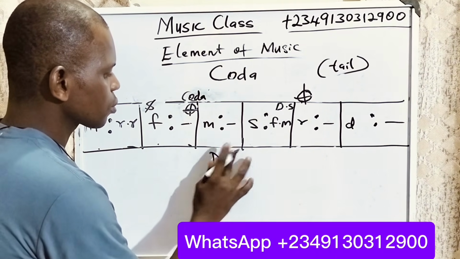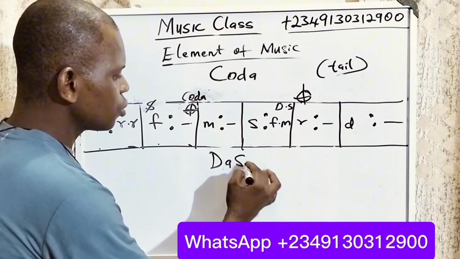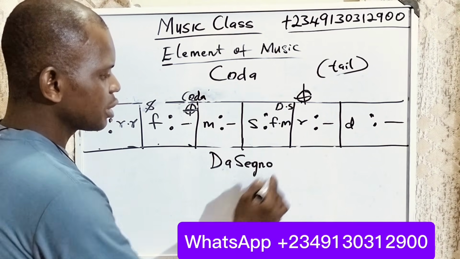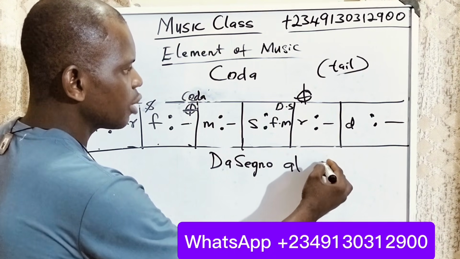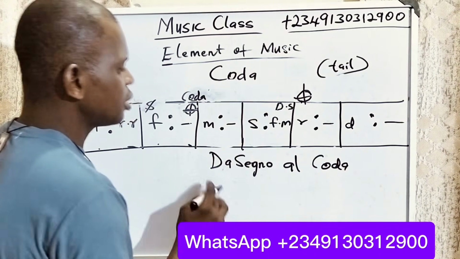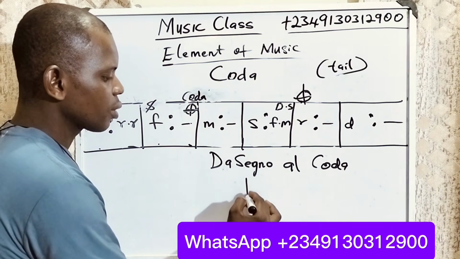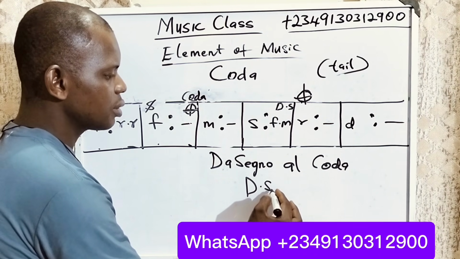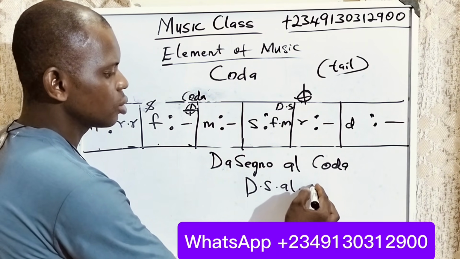The signal. Do you understand? D.S. al Coda, then you have Coda. But the short form of writing it is something like D.S. al Coda, then you see Coda.